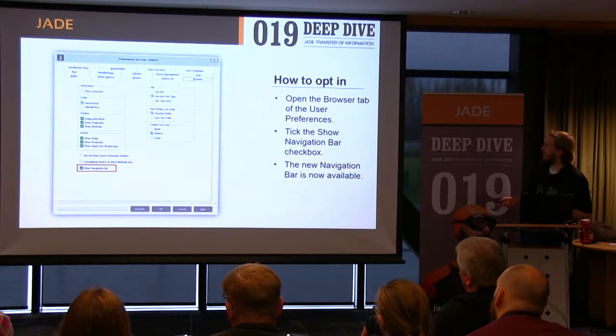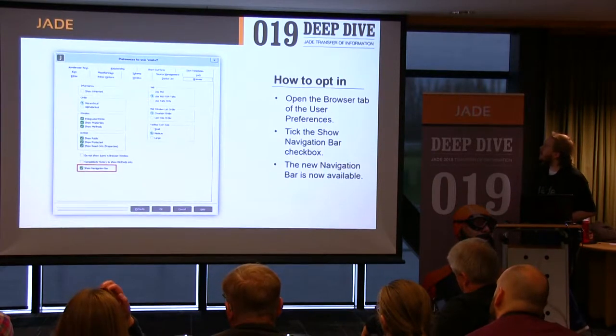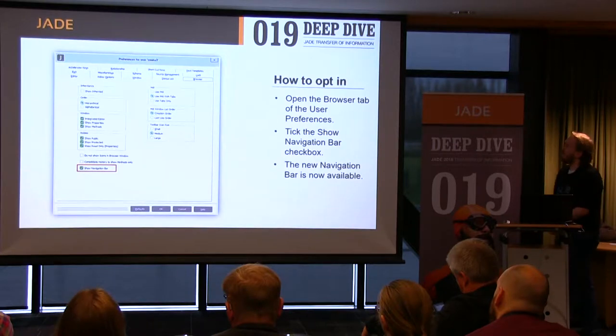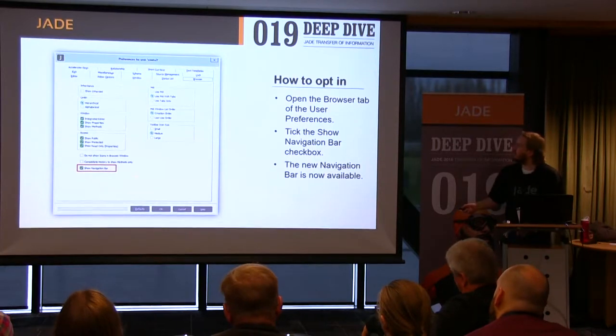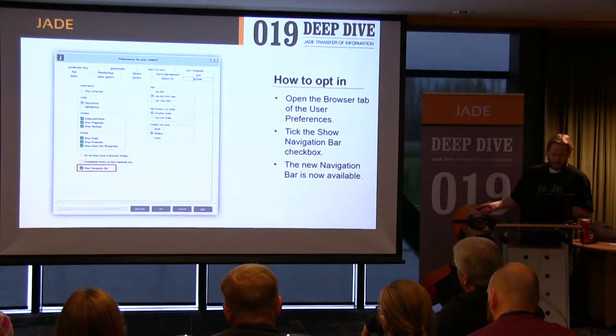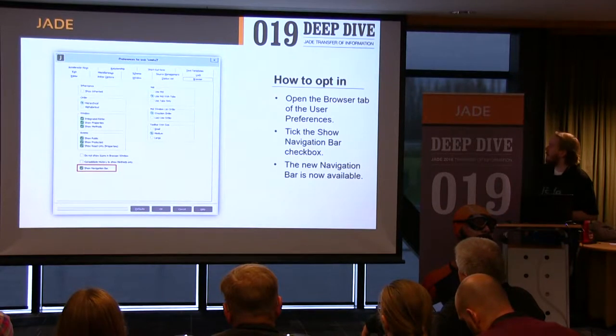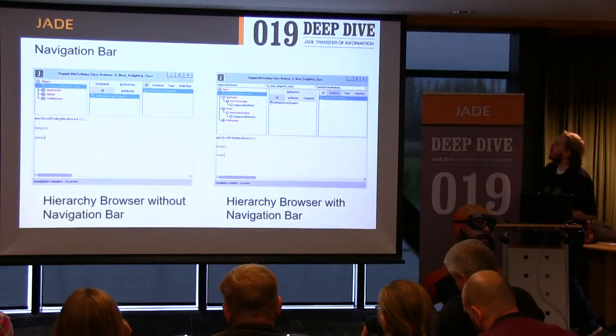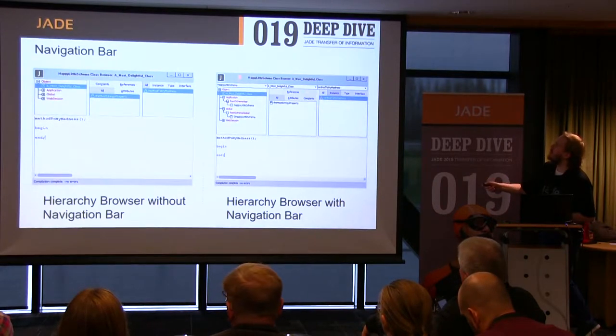To turn it on, we've got a new button in the user preferences in the browser sheet. Check that one, and it's going to pop up the new navigation bar. What that's going to look like, you see that you've got the old version here, new version here. You just see there's three extra new combo boxes here.